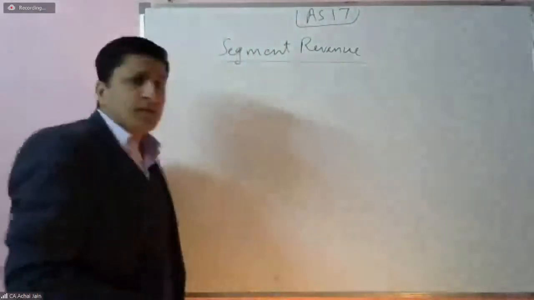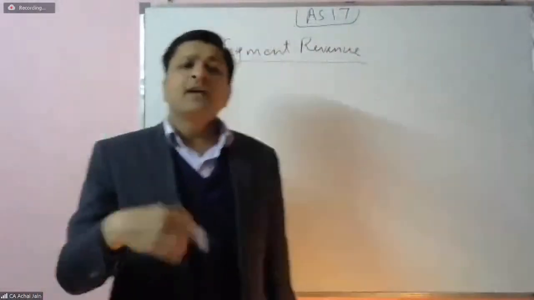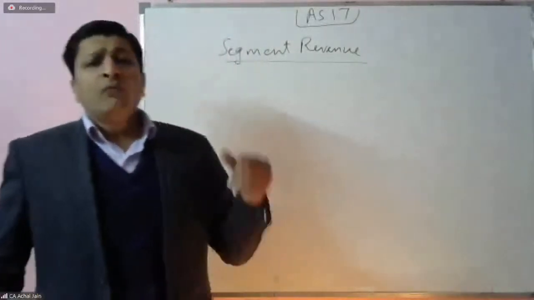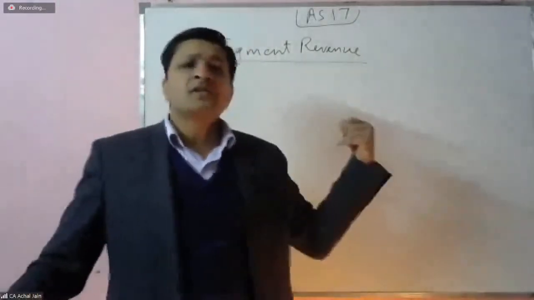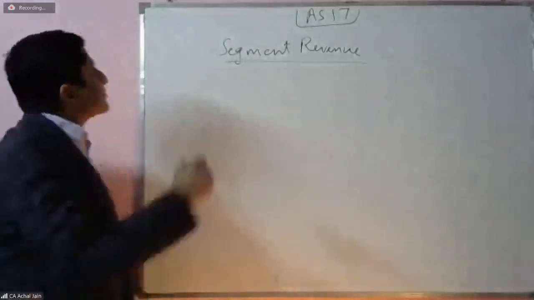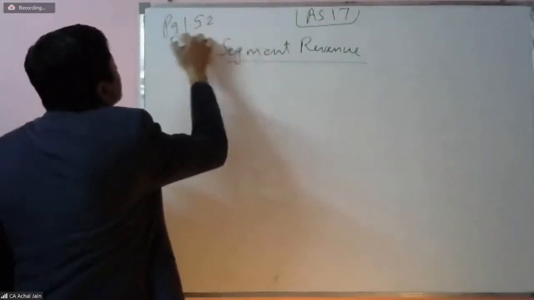So that means when the segment will be reported and the revenue of this reportable segment is required to be disclosed, what all will comprise of this revenue. You can also refer page number 1.52 for this.